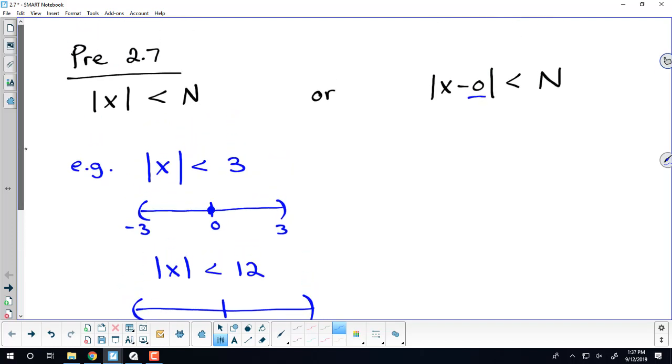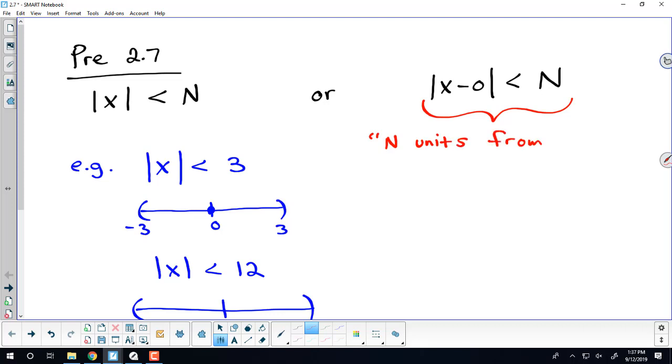Okay. So back up here to the more generic statement, and we'll see why we wrote x minus 0 in a minute. The way we interpret this, just in words, is that we're within some number of units from 0 on the x-axis.